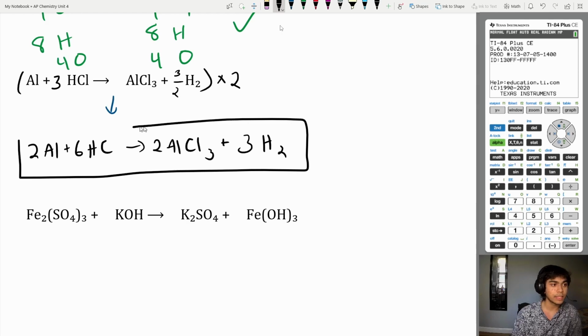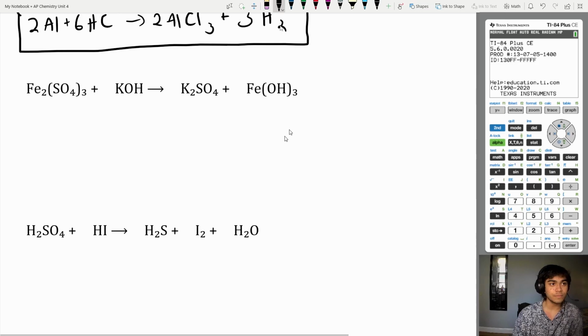I'm going to stop counting the atoms because I know this is right. But you should, in general, count out your atoms, at least in your head, to make sure that you balance properly. But trust me, this is right. Let's go to the next one.